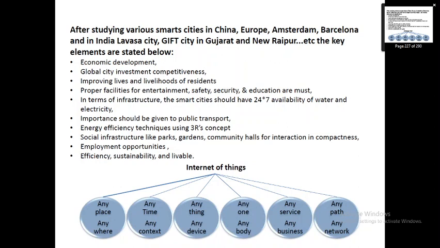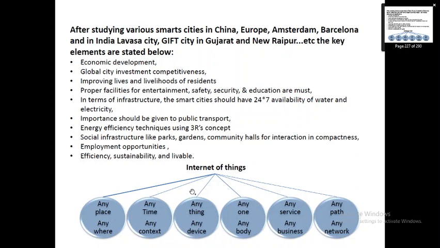The key elements we stated below: economic development, investor competitiveness, improving the lives and livelihoods of the residents, proper facilities of entertainment, safety, security, infrastructure, importance given to public transport, reuse, readapt, reduce and recycle was adapted. Parks, gardens, community halls, interactive social infrastructure was improved, and efficiency, sustainability, and livability was improved.